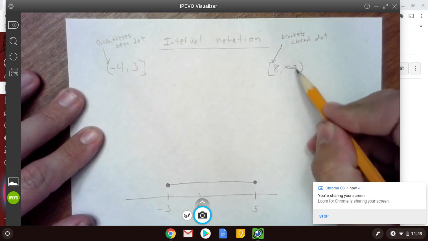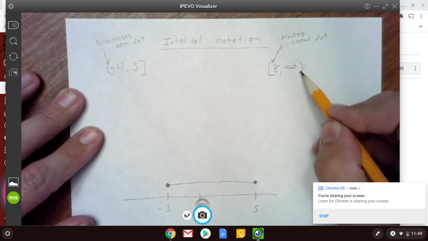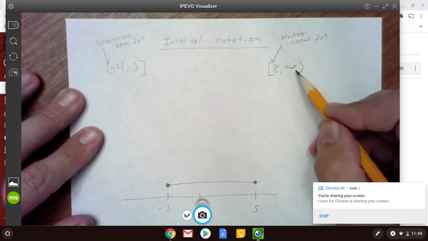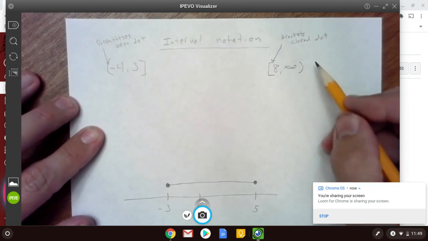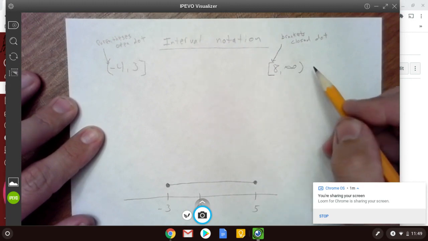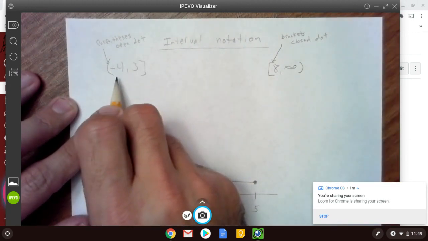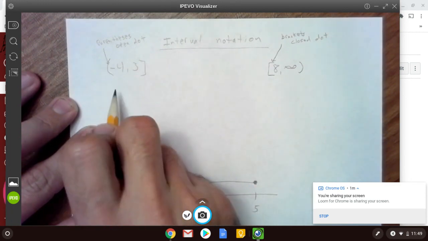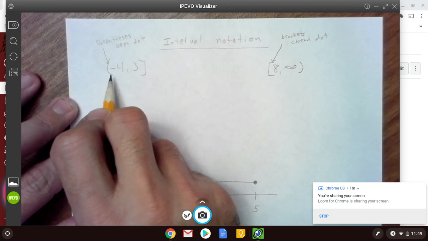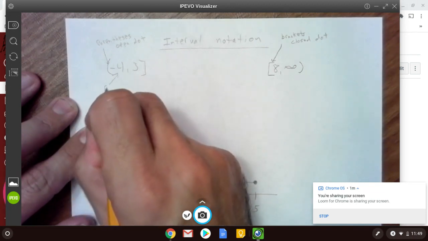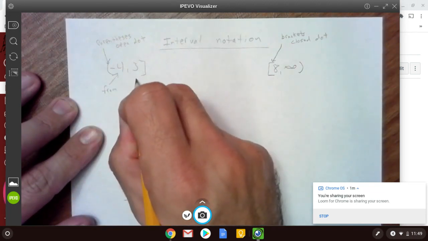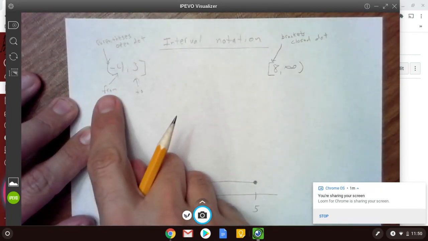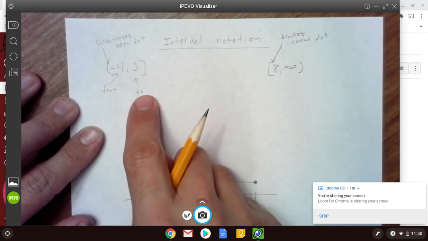All right, and so you'll notice here on infinity, those will always be parentheses, whether it's positive infinity or negative infinity, because there's no way to actually include infinity. There's no way to actually get there. So what this means is all numbers from -4, I guess I can say that, from -4 up to +3. Okay, and it'll always be the smaller thing going first and then the bigger thing going second.